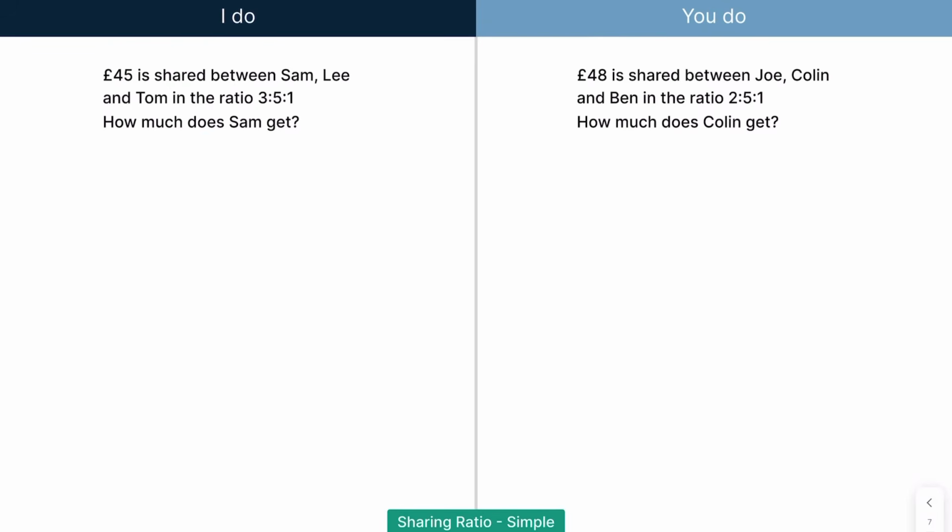So moving on. Here we have 3 ratios, but it's the exact same rule that applies as before. So we have Sam, Lee, and Tom. The ratio is 3:5:1. In total, this ratio has 9 parts. Now, how much is one part worth? So if we do 45 divided by 9, one part is worth £5.